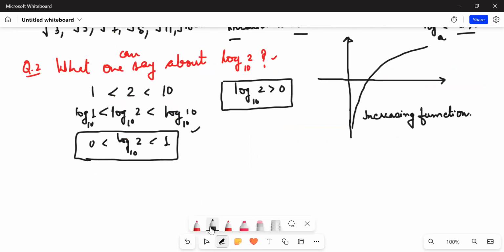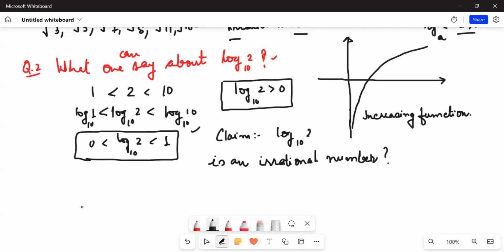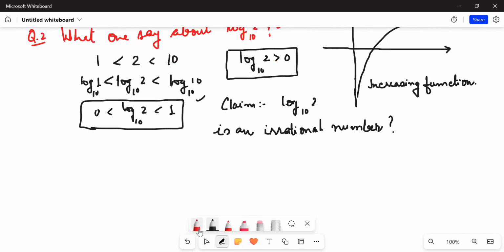Second point that I just want to draw your attention to is how to prove the irrationality. What can we say about log 2? My claim is that log 2 to the base 10 is an irrational number. Okay, so my claim is that log 2 is an irrational number. How to start with it? So let us start with it.